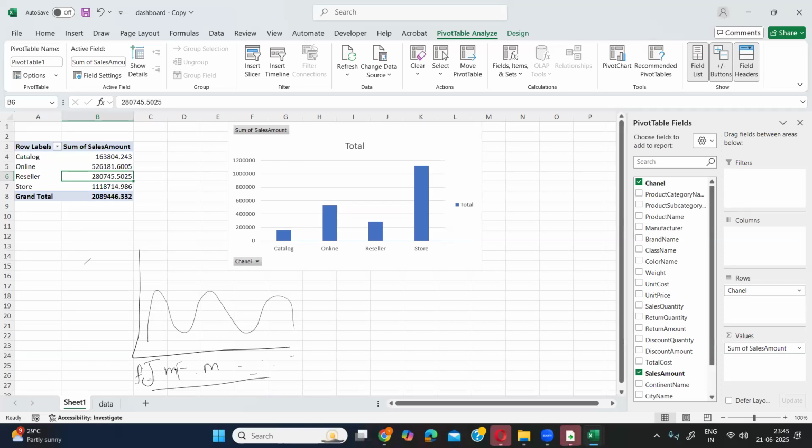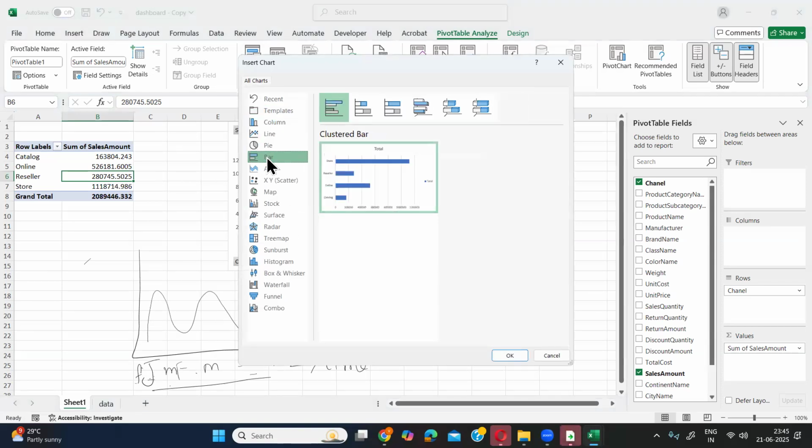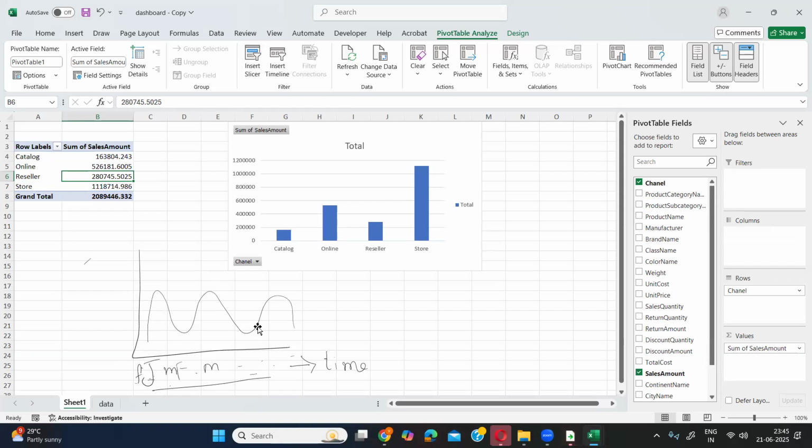So when I say continuous data, it means by the time. Time is one example of continuous data because it cannot be jumbled. Here I can show store as first. So for categorical data, you have to use either a column chart or a bar chart. This is the bar. But do not take your line graph. Line graph is only for time related stuff, where the x-axis has to be continuous data. Only then can we find some trend.